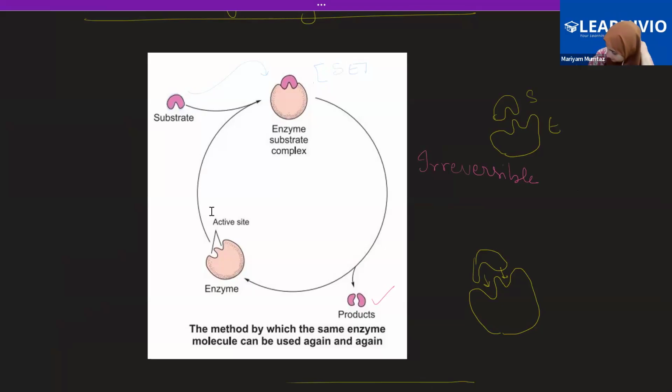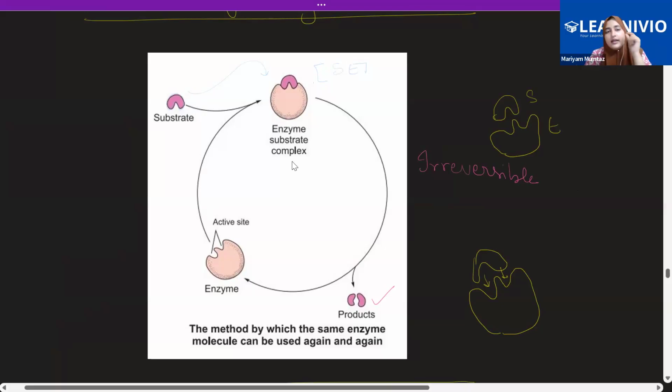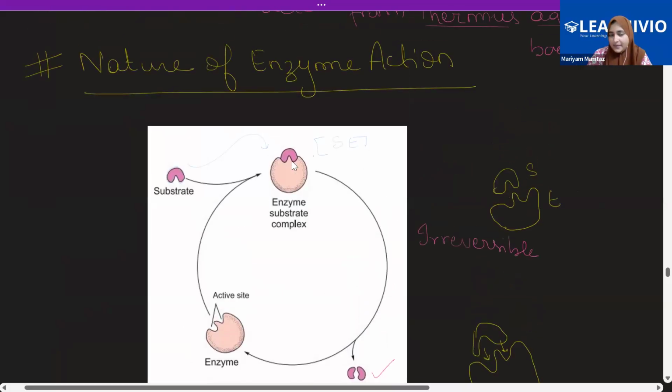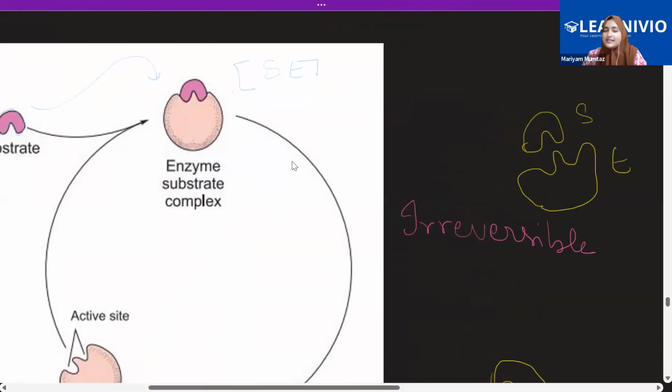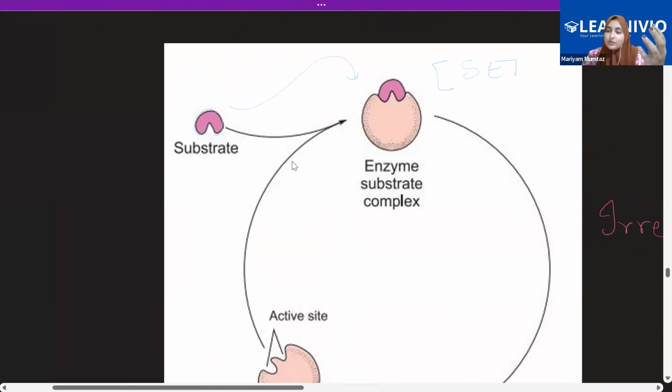Ma'am, can you explain it once more? Enzyme action. This is enzyme action. Okay. So there is a substrate which you have to convert into a product. For this substrate, a specific enzyme will be present. You will use that enzyme.